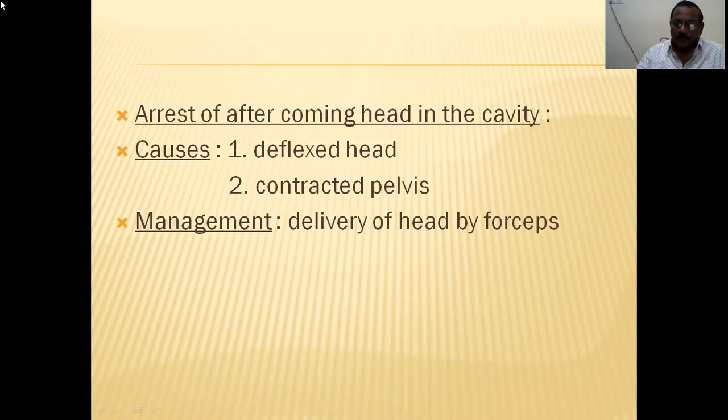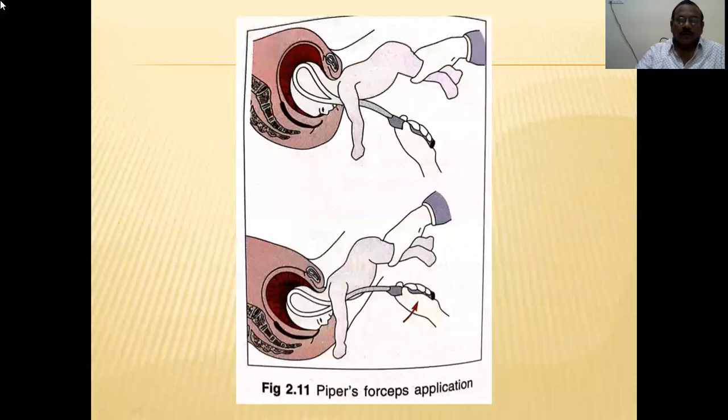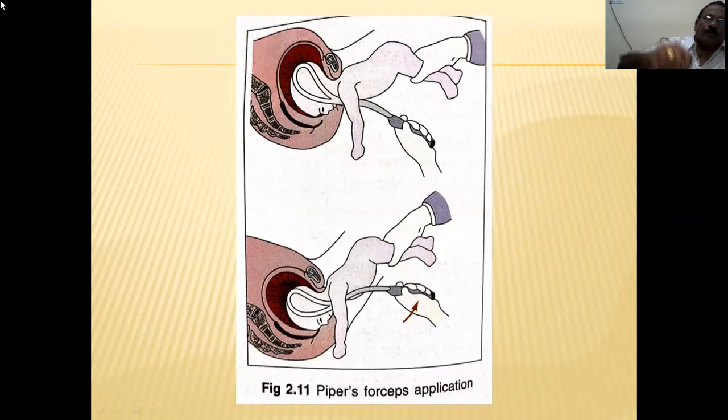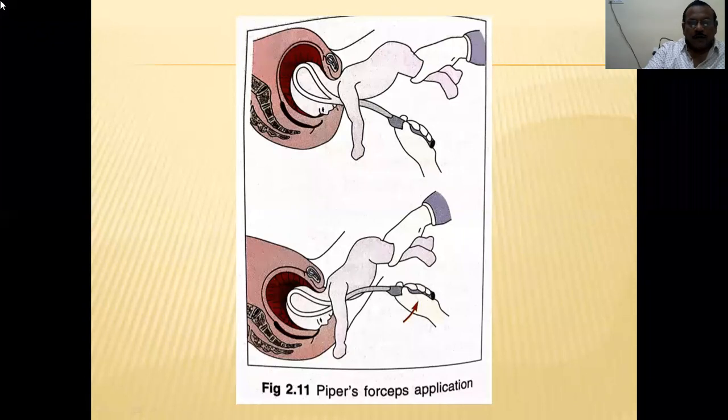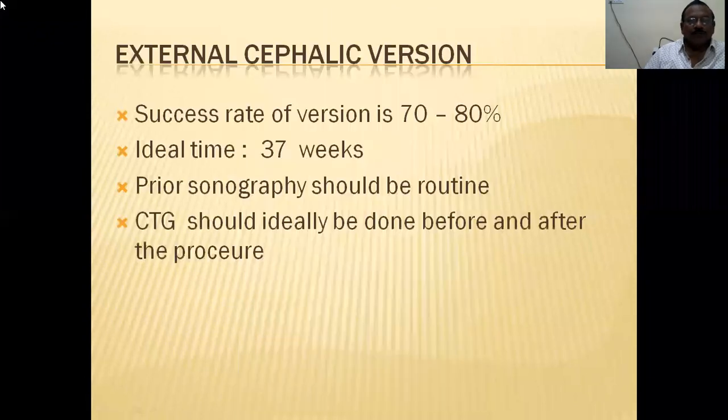The forceps we use for the delivery of the aftercoming head ideally is Piper's forceps. But nowadays, Piper's forceps is not available. We can apply an outlet forceps by pulling the baby up, with the assistant catching hold of both the legs. You can apply forceps to the fetal head and pull. This is called forceps application for the aftercoming head of the fetus.